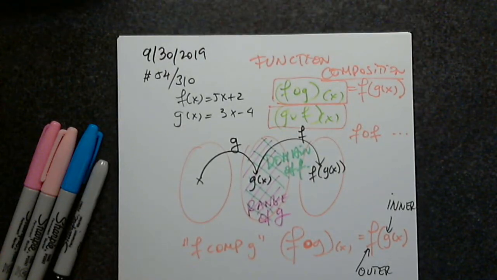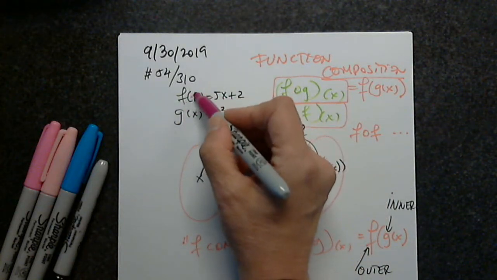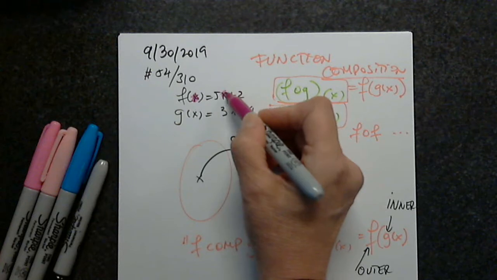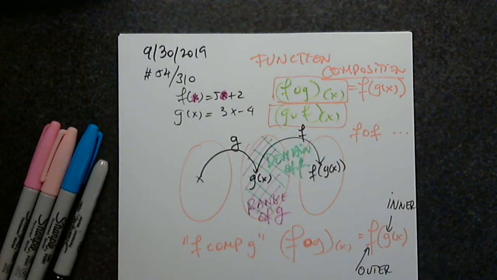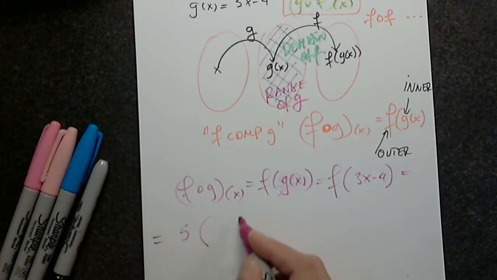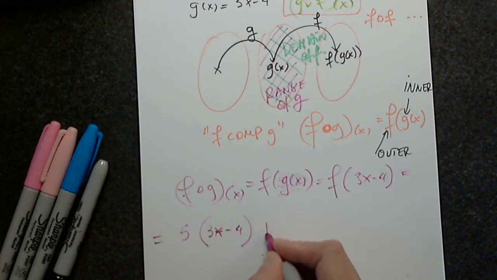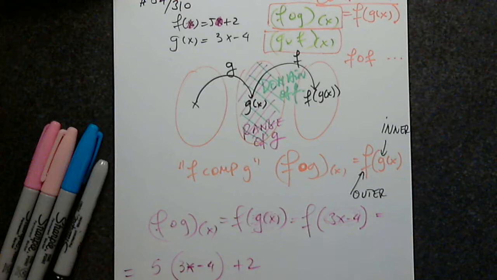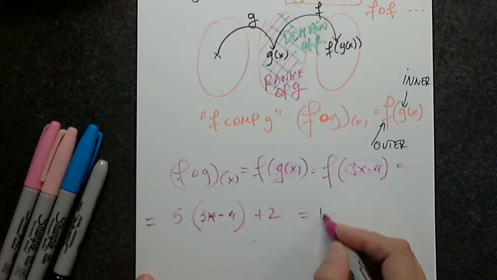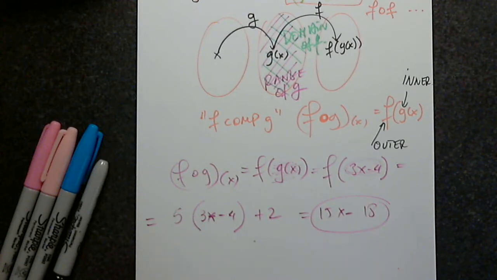And now remember how we read functions. What does this function say? This tells me that f of whatever equals 5 times whatever plus 2. So 5 times whatever plus 2. That's my whatever now. So I distribute. I get 15x minus 20 and plus 2, which was minus 18. And this is a function composition.